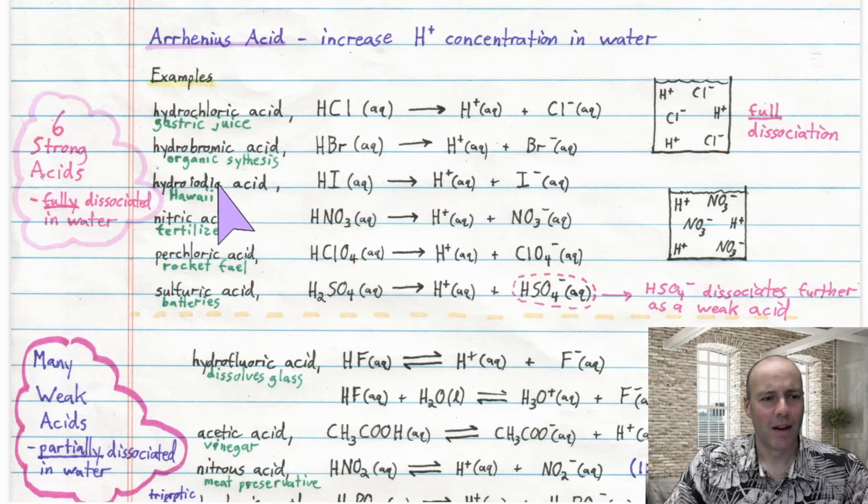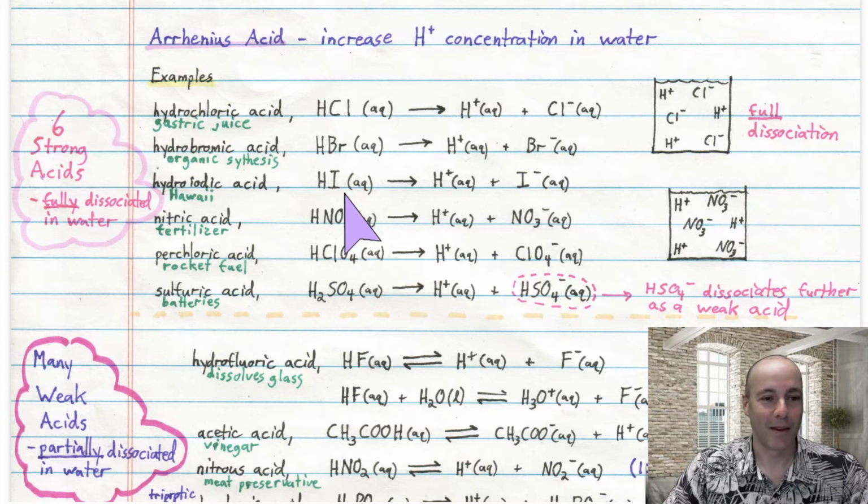Hydroiodic acid, I associate that with the state of Hawaii because, after all, it does have the symbol HI, and I live in Hawaii. So I like to think of this as Hawaii's state molecule. So if I had the rights to edit the Wikipedia page, I would list the state molecule right below the state flower of hibiscus.